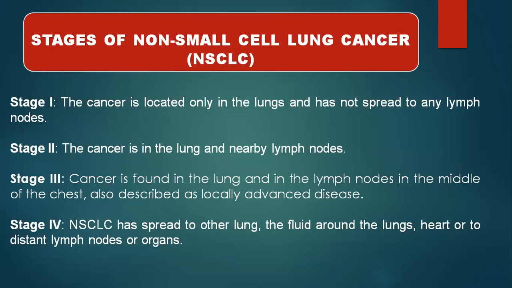Now, let us focus on some of the stages of non-small cell lung cancer. In the first stage, the cancer is located only in the lungs and has not spread to any lymph nodes. In stage two, the cancer is in the lung and nearby lymph nodes. During stage three, which is counted as one of the advanced stages, the cancer is found in the lung and in the lymph nodes in the middle of the chest. And during the fourth and final stage, the NSCLC has spread to the other lung, the fluid around the lungs, the heart, or to distant lymph nodes or organs.